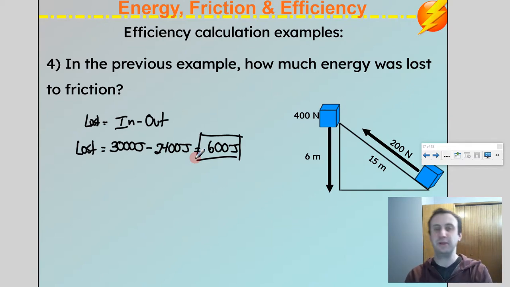So at the end of the day, 600 joules of energy was lost to heat by friction as it moved up the ramp. And that's it.